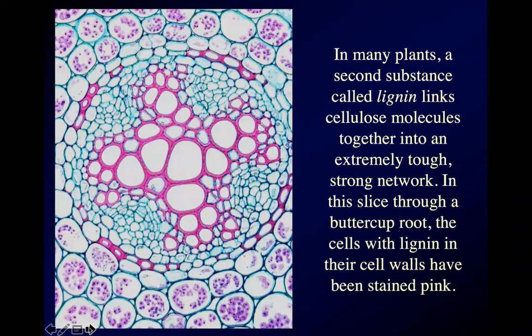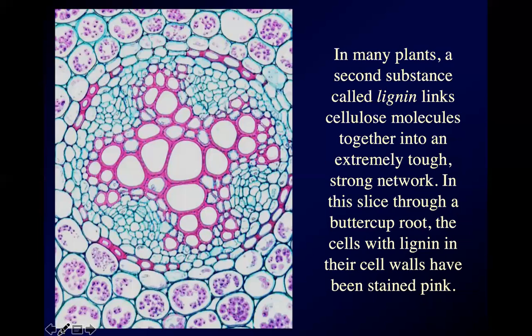This happens to be a slice through a buttercup root. The cell walls have been stained green, but the cell walls with lignin have picked up a stain that's pink. So that pink X or cross in the center right there, you're looking at a bunch of cells whose cell walls contain a lot of lignin, and they're very strong and tough. But you can see that they're surrounded by clusters of cells that are not nearly as strong.